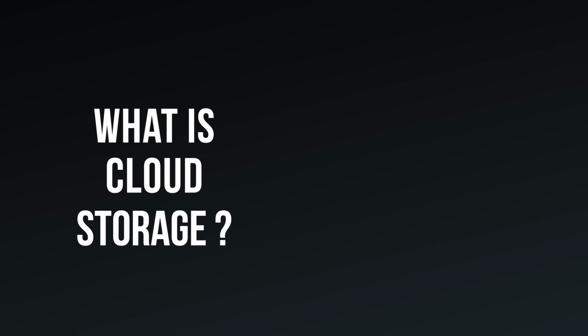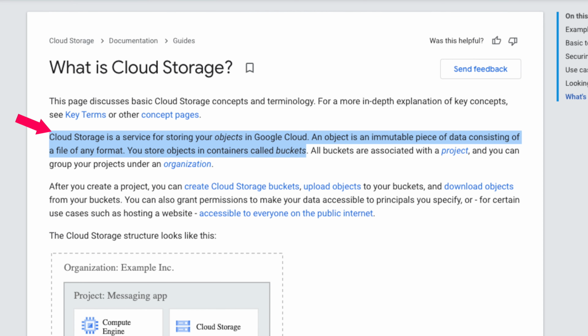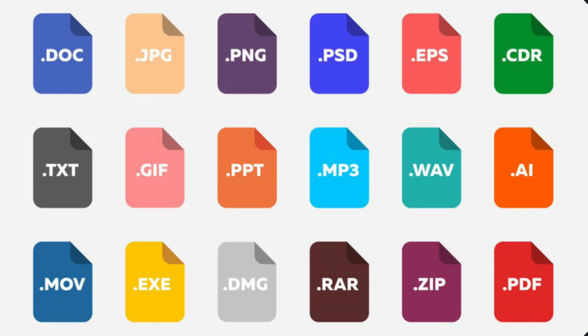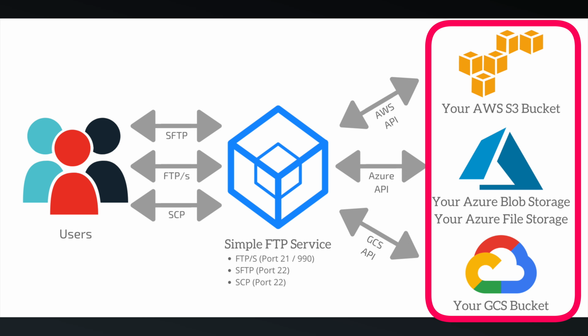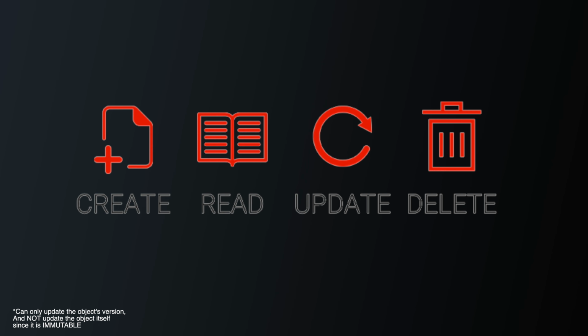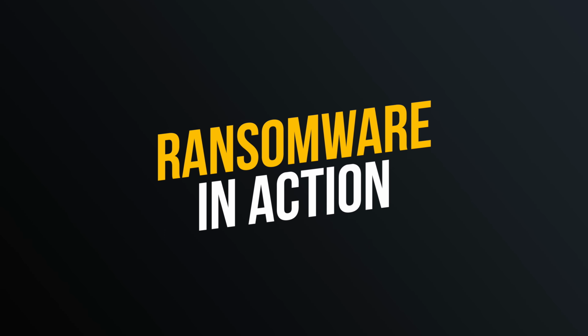But before discussing the ransomware attack, we must remember that storage buckets are simply services that hold our data objects. An object is an immutable piece of data, which basically means that after it's created, we can't change its state. It consists of a file which can be in any format. And cloud providers like AWS, GCP, or Azure offer us an interface where we can create, read, reversion, and delete any amount of data. So how does a ransomware attack look like?